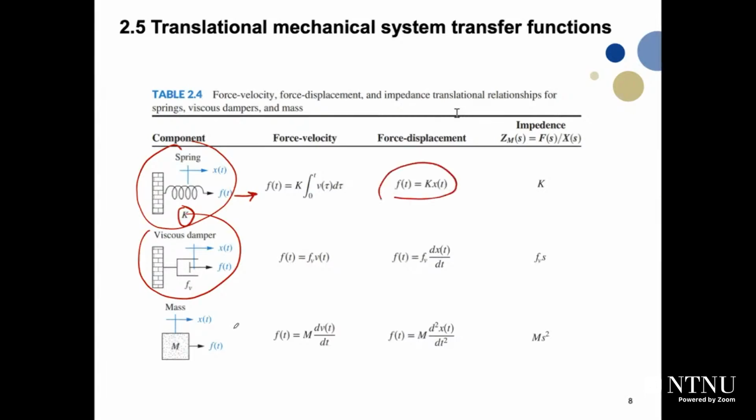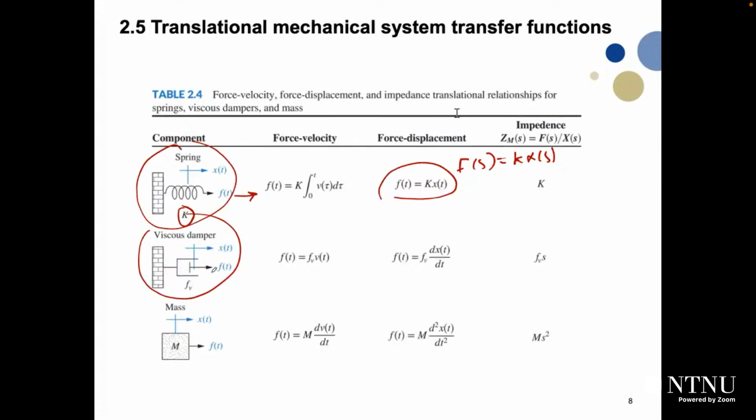If you want to put it in S domain, the impedance will be K, or resistance will be K. And in S domain, it will be F of S equal K multiplied by X of S. So that is it. For the damper, it's the same.